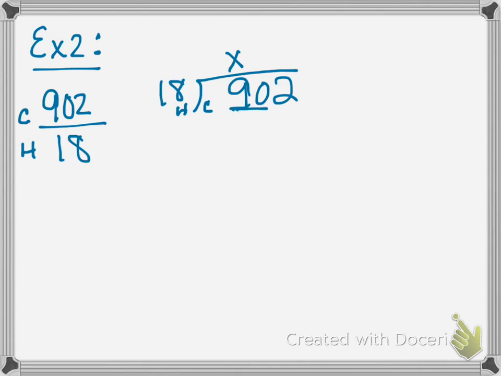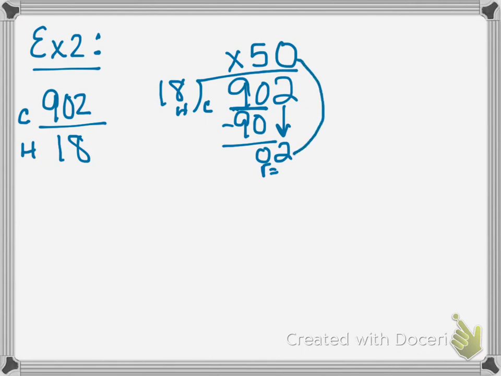So we're going to look at 18 into 90. Well, that goes 5 times. 5 times 18 is 90. Subtract, bring down the 2. 18 does not go into 2. So technically, this is my remainder. But remember, we're not going to write it like that. We're going to say 50 and 2 over 18.